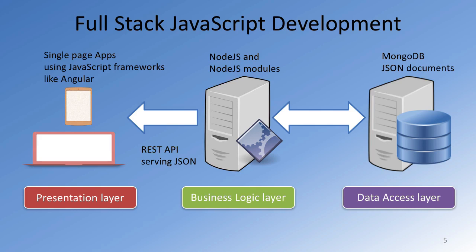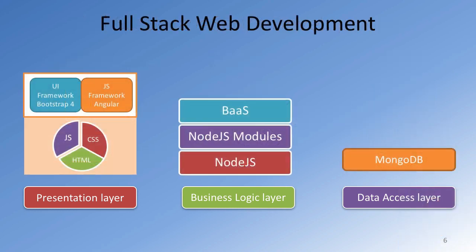And the information exchange between the server side and the client side is usually done using JSON as the format, and the server side supports a REST API endpoint. We will cover all these technologies as part of this specialization. So as you go through this specialization, you will see that on the presentation layer side, we will cover Bootstrap 4 and Angular for implementing front-end applications.